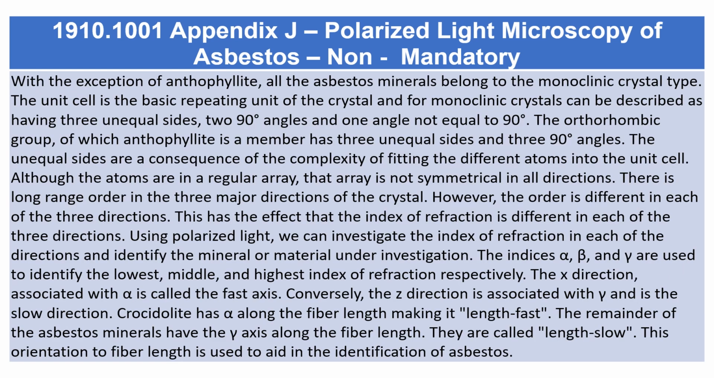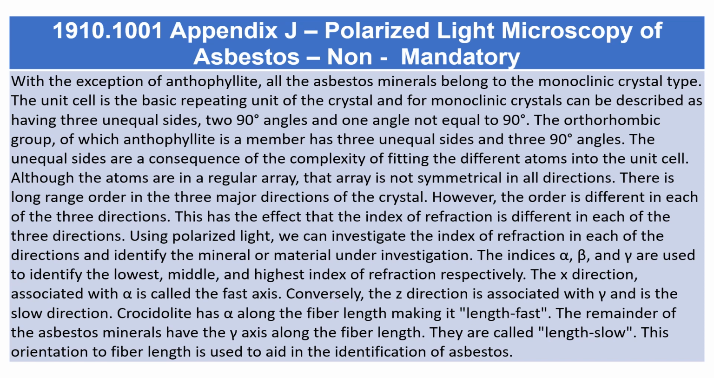With the exception of anthophyllite, all the asbestos minerals belong to the monoclinic crystal type. The unit cell is the basic repeating unit of the crystal, and for monoclinic crystals can be described as having 3 unequal sides, 2 90° angles and 1 angle not equal to 90 degrees. The orthorhombic group, of which anthophyllite is a member, has 3 unequal sides and 3 90° angles.